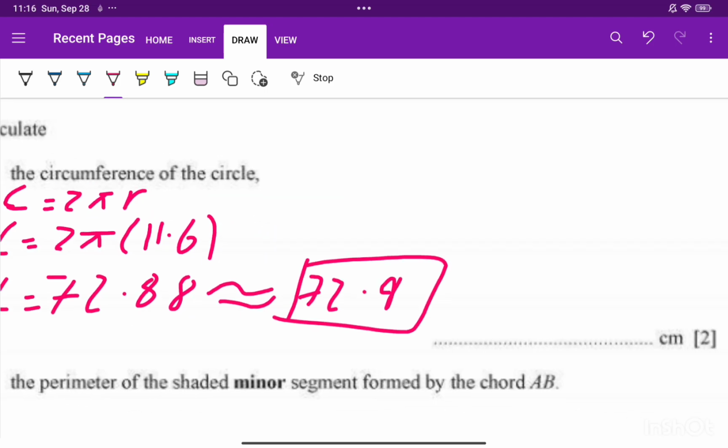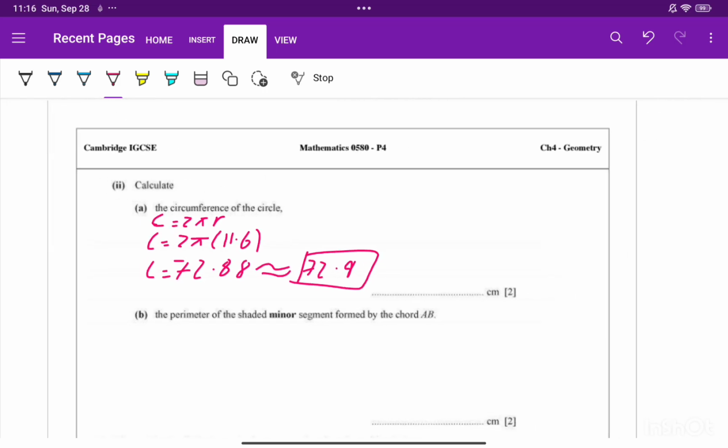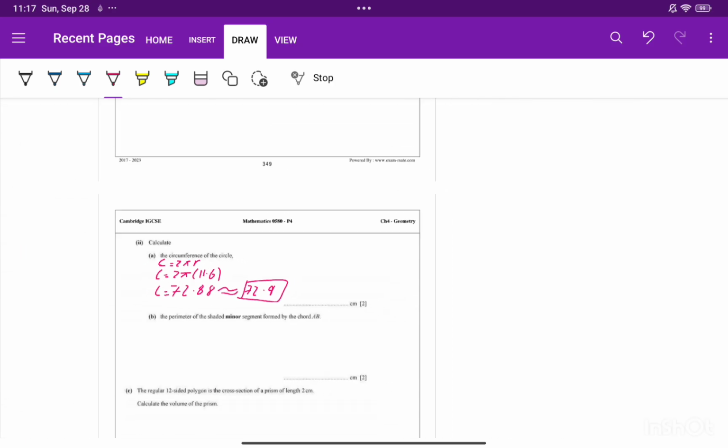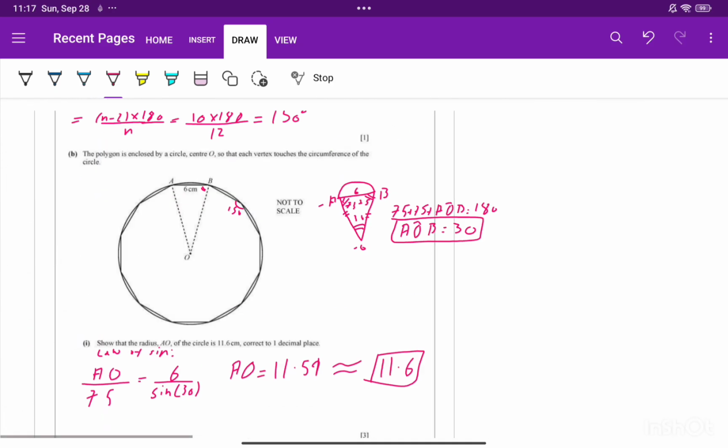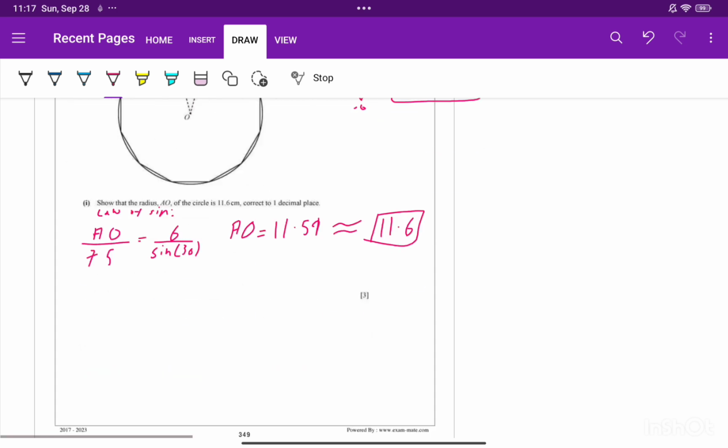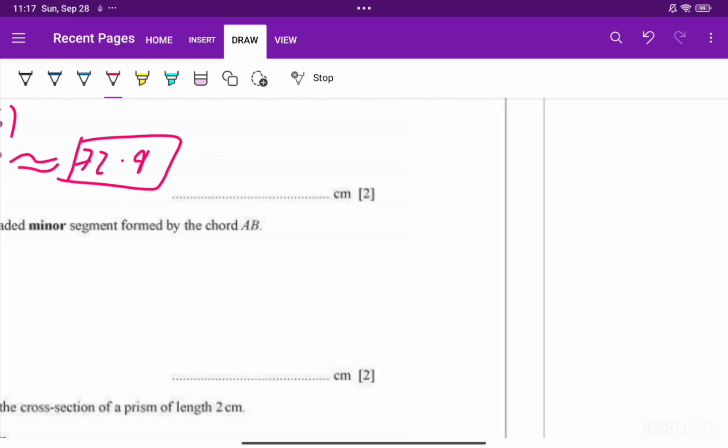72.9 is our answer. Next, the perimeter of the shaded minor segment formed by the chord AB. Okay, we have to find the perimeter of the shaded one. So let me draw this shape over here again. ABO. So we know AB is 6 centimeter.